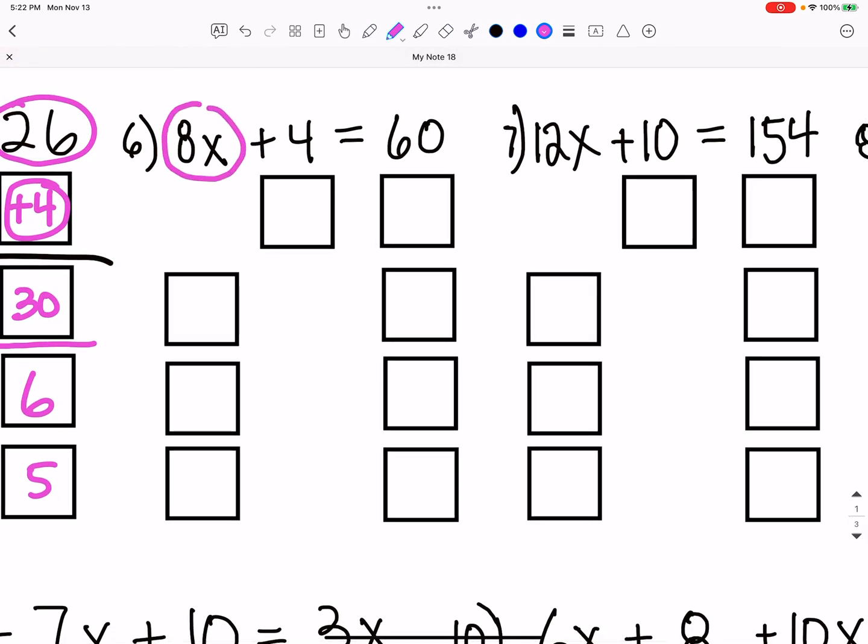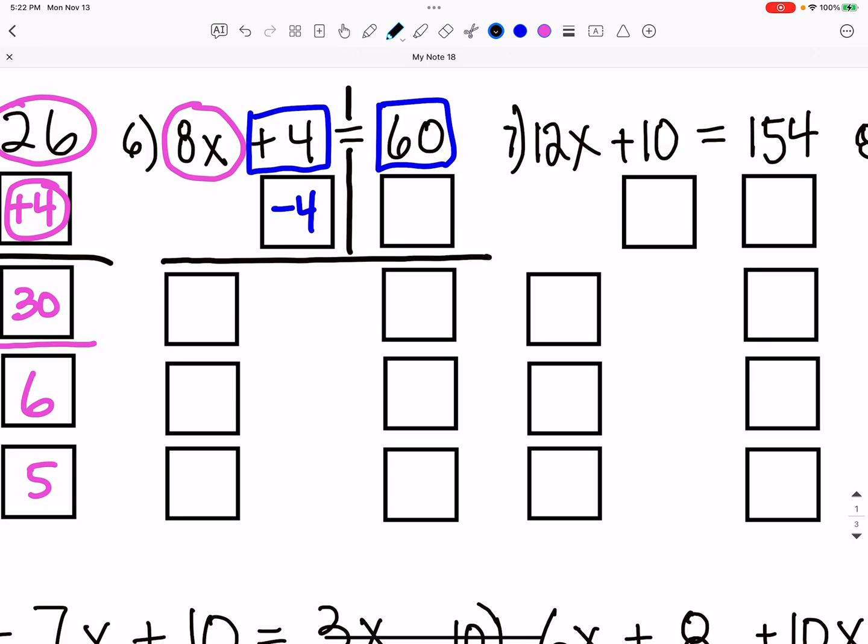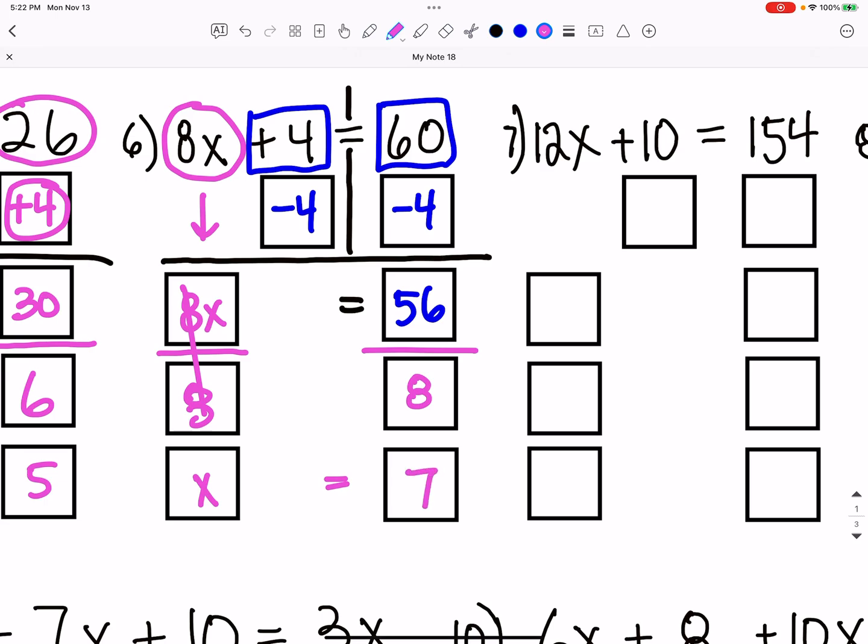Okay. Letter team, number team, number team. We're going to make our tables. -4, -4. Let's see. 8x equals 56. Top versus bottom, the 8. Cancels out the 8. X equals 7.